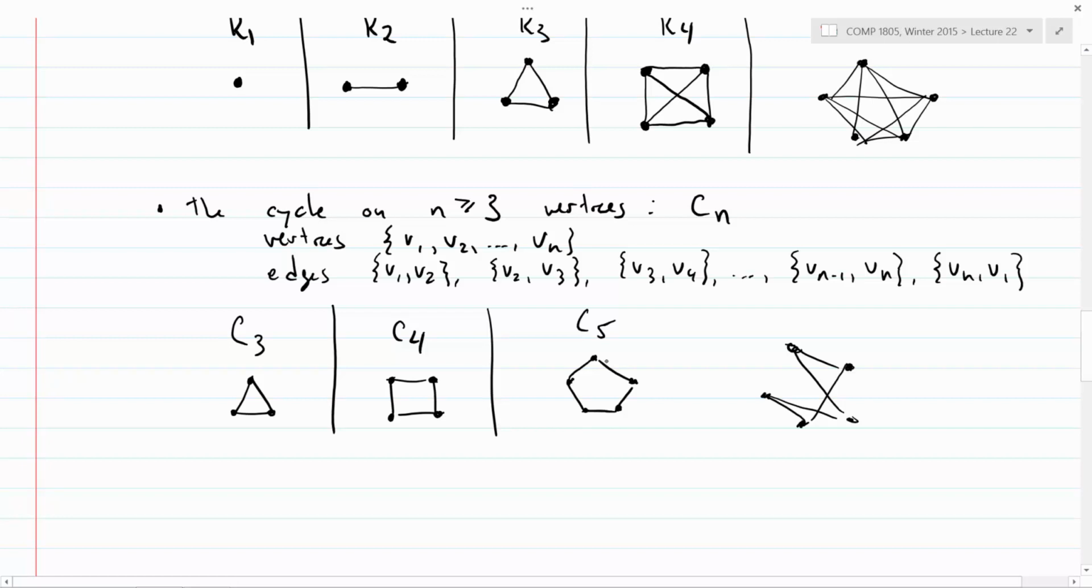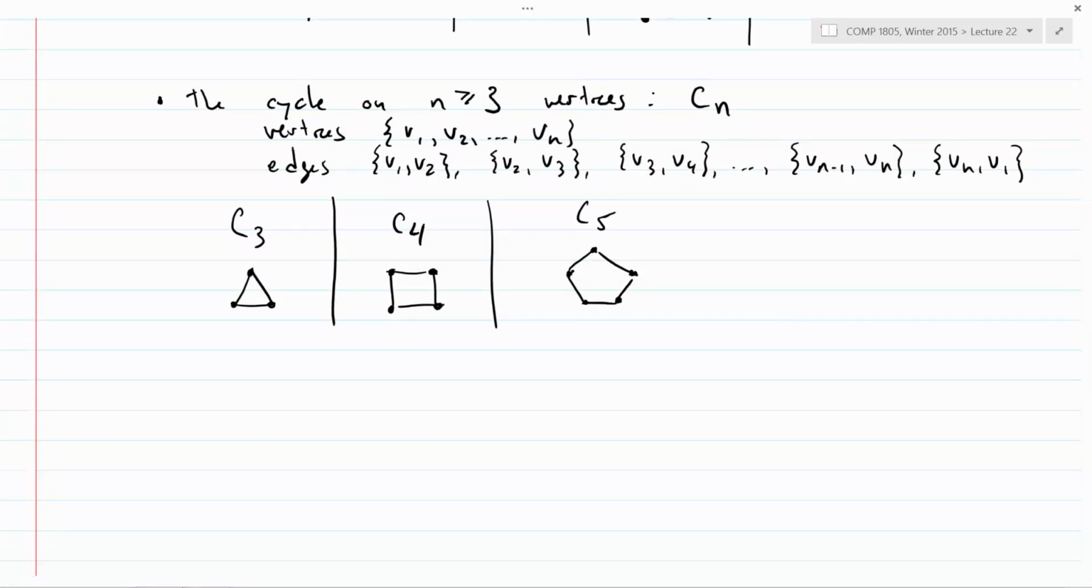lecture, or maybe the one after, we don't like to have crossing edges. It's hard to reason about the graph when the edges cross because it's harder to make sense of. All right, so that's the cycle. The next one I'd like to talk about is the wheel.